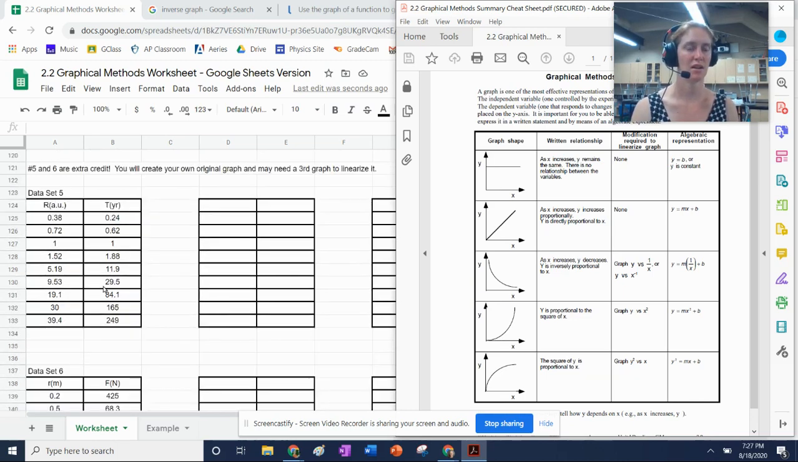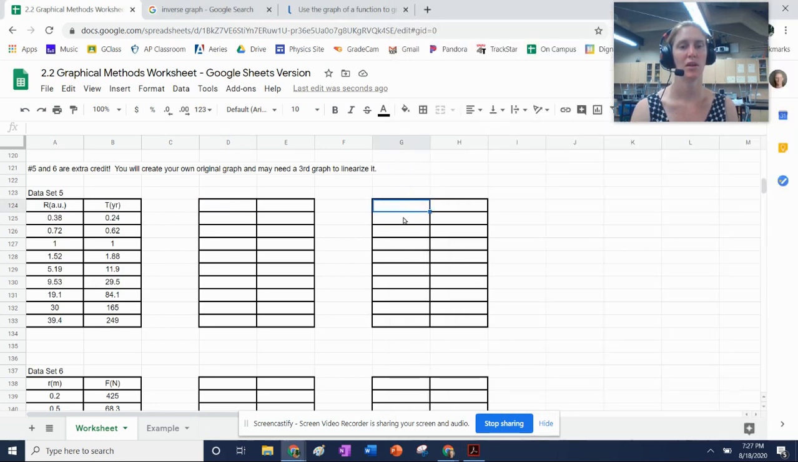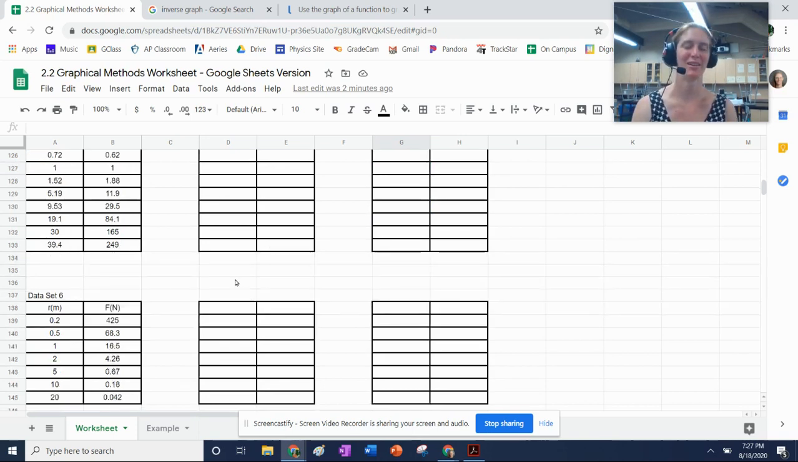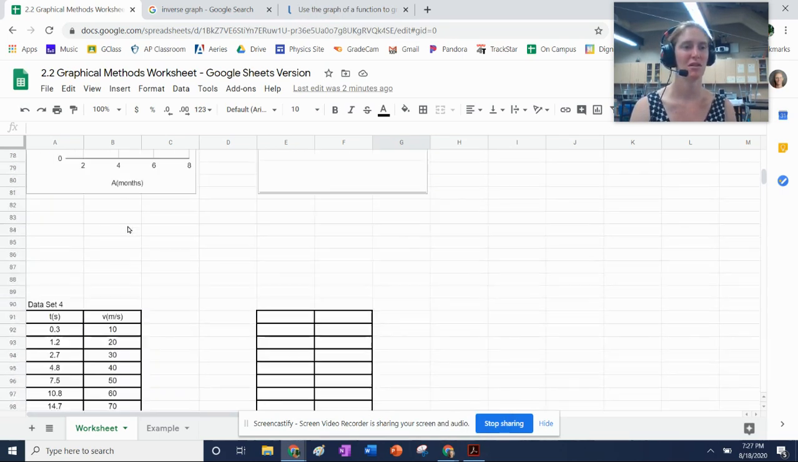Number 5 and 6 down here, you are going to have to create your own graphs, and you will probably need to do something, and it's still going to be a different kind of curve. So then you'll do something else, and it may still be curvy. These ones are tricky, and they are extra credit for a reason. Good luck with them. Hopefully it'll work a little bit better if you're using Google Sheets versus if you're doing it on graph paper. And let me know if you have any questions or problems.